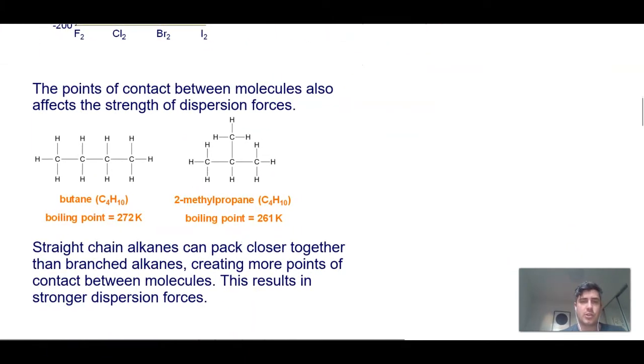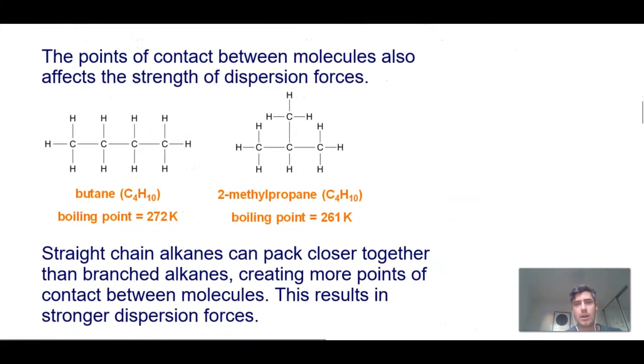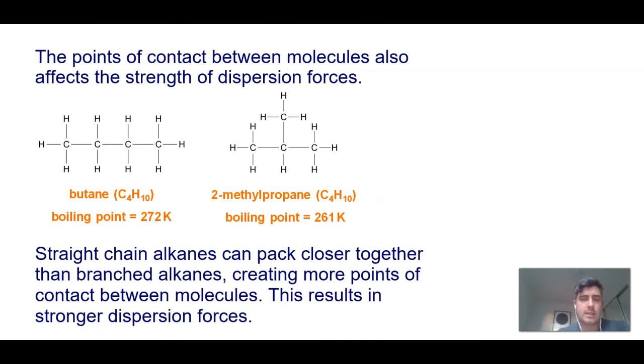Also, if we look at the branching of molecules, so this links into hydrocarbons now. If we look at this hydrocarbon on the right, it's branched, whereas on the left it's a straight chain alkane. So when you have these together, the alkanes with the straight chains are able to get much closer together than the branched alkanes. And this close packing actually increases the strength of the dispersion forces between them. So the boiling point is slightly higher, i.e. it requires more energy to boil than the branched alkane.